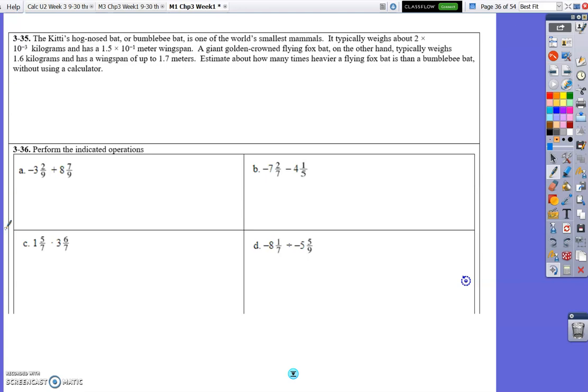So we're talking about the weights because we want to know how many times heavier. We're not talking about the wingspan, so we don't care about the wingspans. We only care about the weight. So my weight is 2 times 10 to the negative 3 kilograms, which is 2.